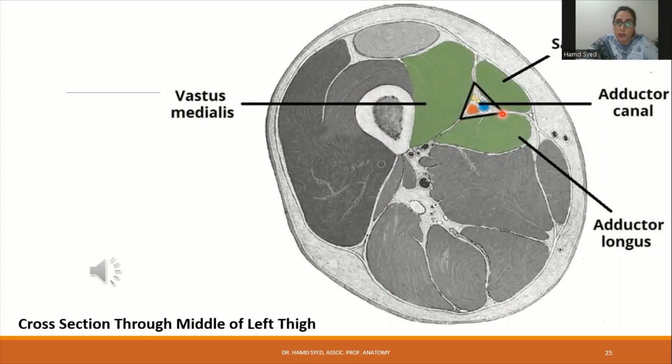Now, let's look at the boundaries again in the cross section. So we said that this adductor canal on its lateral side is this muscle, which is the vastus medialis. So it is forming the lateral boundary of the adductor canal. Whereas posteromedially, we can see is the adductor longus shown over here. And then from above or anteriorly, we could say is the sartorius muscle over here. And within this adductor canal are the femoral artery and the vein and the saphenous nerve and the nerve to vastus medialis. These were the contents of the adductor canal.